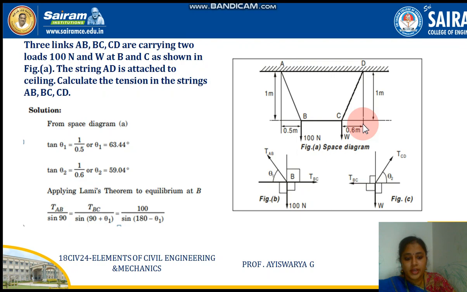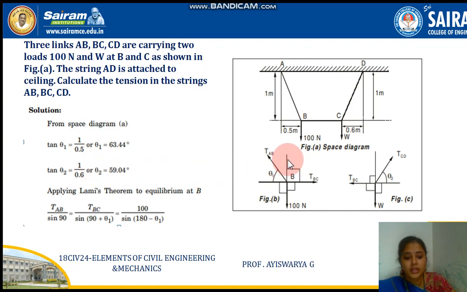So from this diagram you need to calculate theta. Just assume this one as theta 1 and this one as theta 2. By using tan theta equal to opposite side by adjacent side, tan theta 1 is 1 divided by 0.5, and from that theta 1 is some degrees. And tan theta 2 is equal to 1 divided by 0.6. Using that just find theta 1 and theta 2.